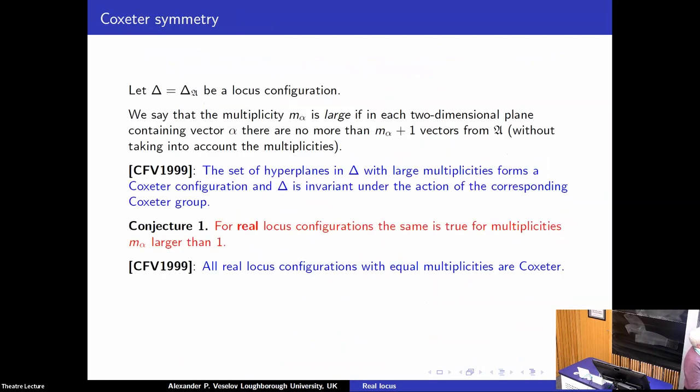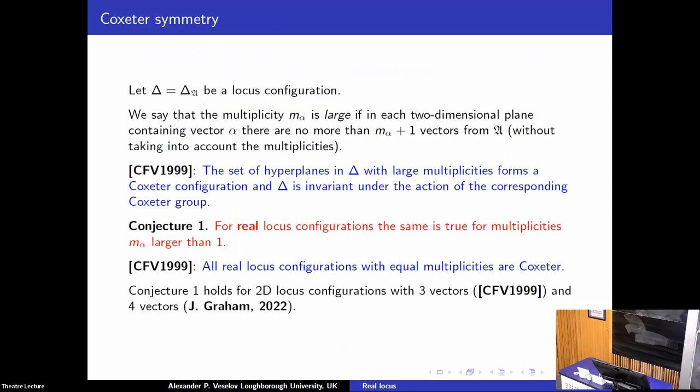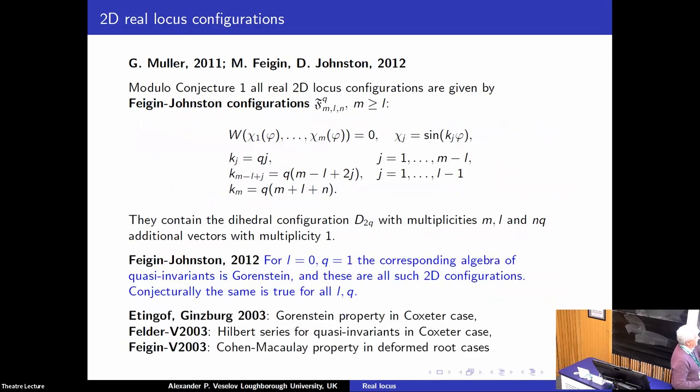So for example, with three vectors, for example, there is a Berest-Lutsenko configuration, which is complex. Right, I mean, okay. And now it's a story which of course Pasha knows very well. It's a story of quasi-invariants. What Misha actually proved with Johnston is that there is a relation between locus configuration and the Gorenstein property of the quasi-invariants, right?